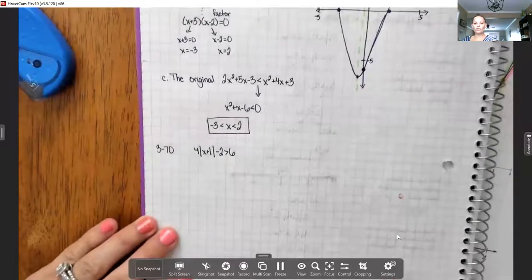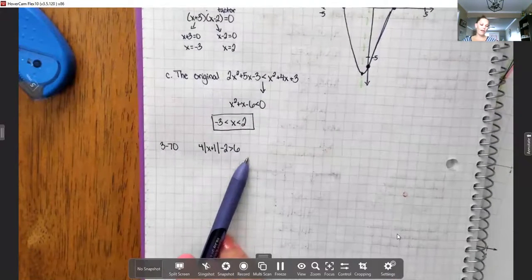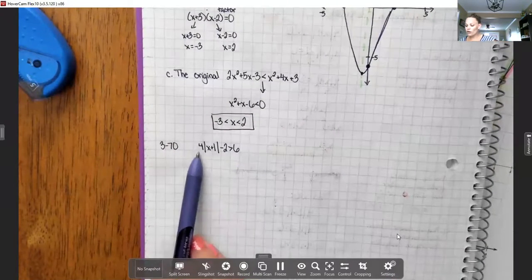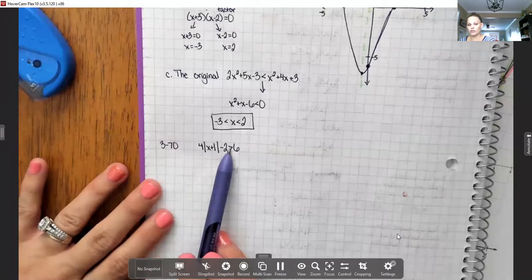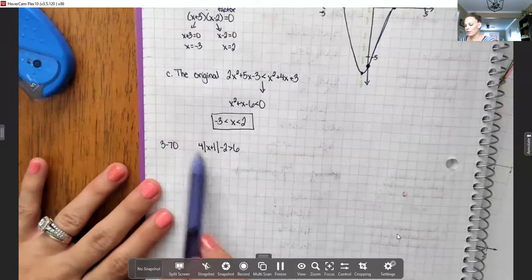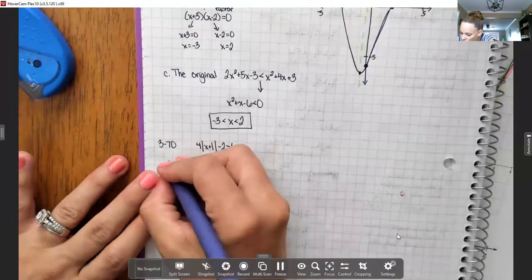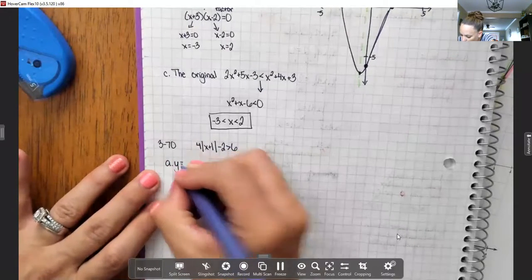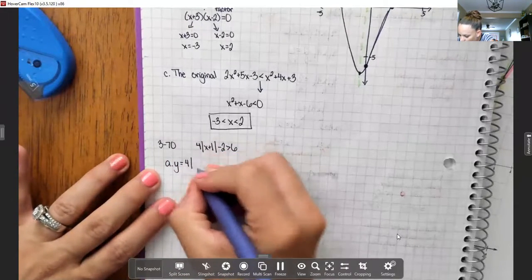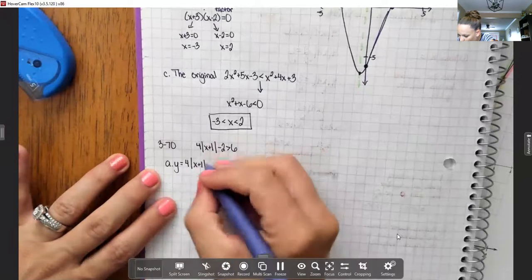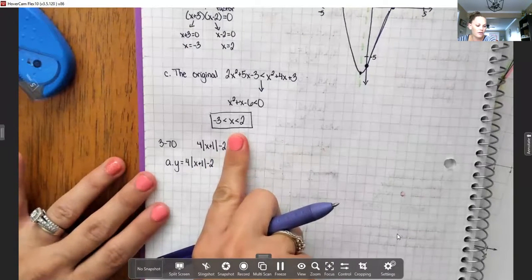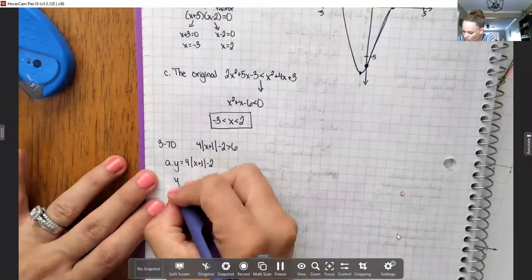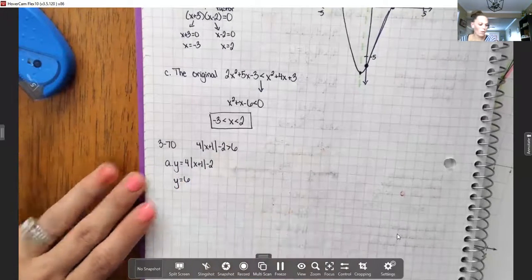When you want to solve an inequality by graphing, you want to graph the left side as y equals and the right side as y equals. So we want to graph the equation y equals 4 times the absolute value of x plus 1 minus 2. That's just that whole left side. And then we also want to graph the equation y equals 6.